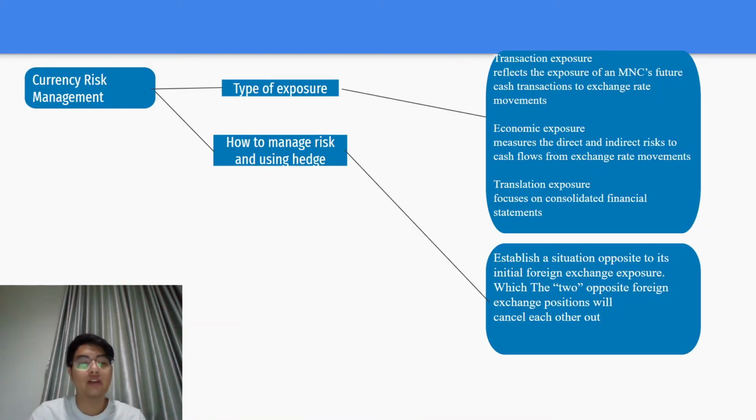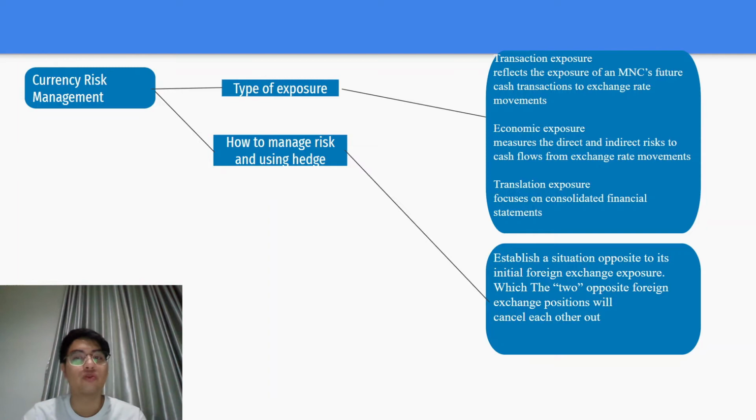Going into more detail for the first topic, which is currency risk management, which has the subtopic of type of exposure and how to manage risk using hedge. First, the type of exposure. Transaction exposure reflects the exposure of an MNC's future cash transaction to exchange rate movement.